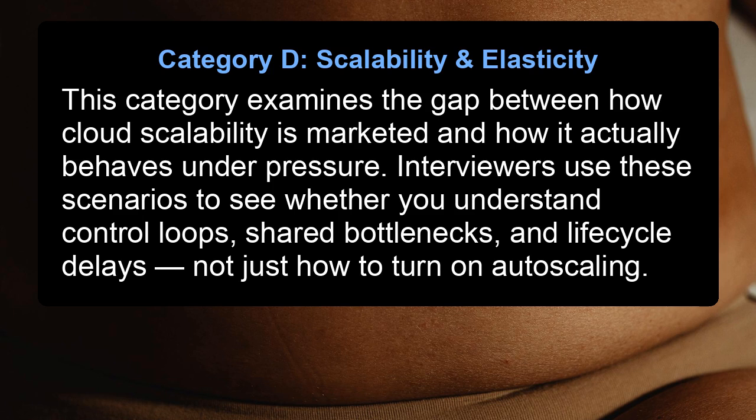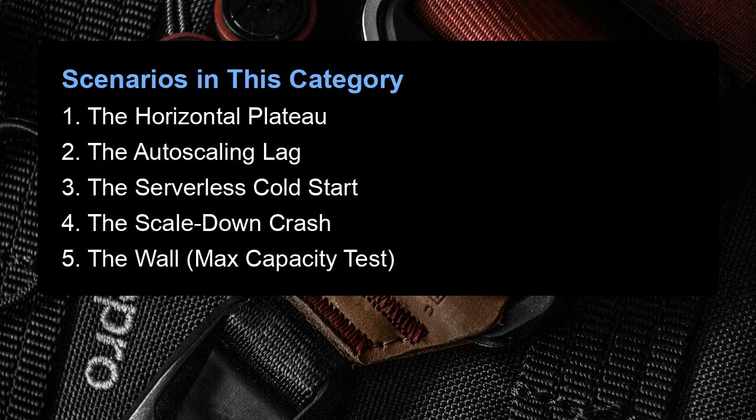Category D, Scalability and Elasticity. This category examines the gap between how cloud scalability is marketed and how it actually behaves under pressure. Interviewers use these scenarios to see whether you understand control loops, shared bottlenecks, and lifecycle delays, not just how to turn on auto-scaling.